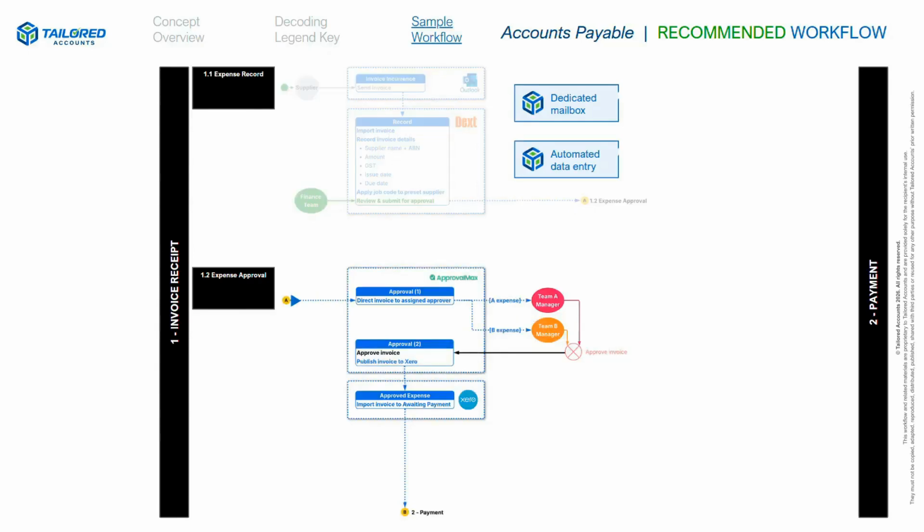At the expense approval station, through Portal A, Dext pushes the invoice to Approval Max platform. Approval Max automatically directs the invoice to the assigned approver. Once either Team A or Team B manager approves, the invoice is automatically published to Xero platform, landing in the awaiting payment queue. Just like that, the back and forth correction loop is gone. And there you have it, the optimized workflow for your business, prepared for implementation.